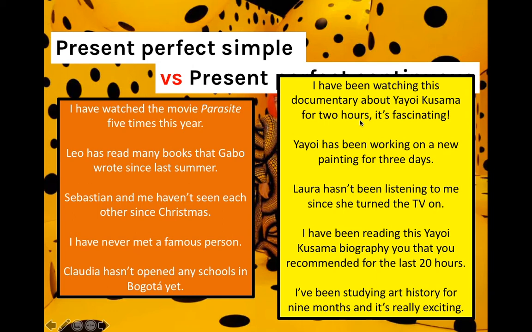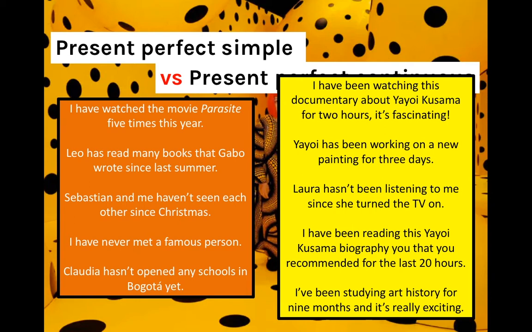I have been watching this documentary about Yayoi Kusama for 2 hours. It's fascinating. This sentence focuses on the duration of the action. I have been watching this documentary about Yayoi Kusama for 2 hours. It's an activity that started in the past and continues to the present. 2 hours ago, I started watching the documentary and now I am still watching it.